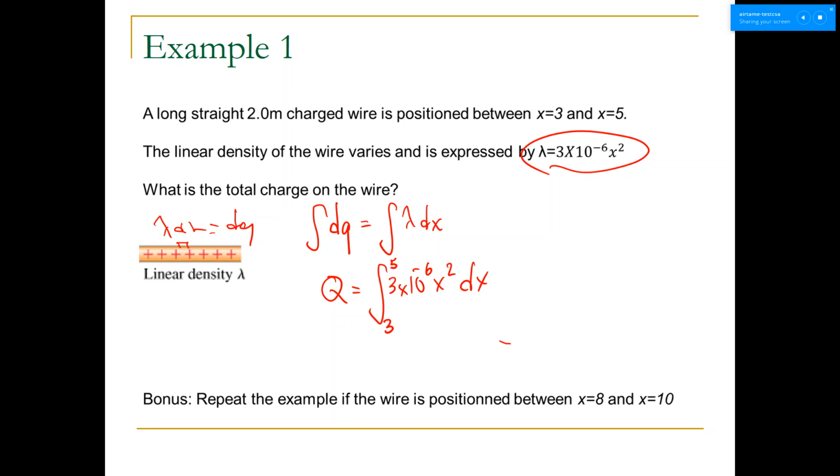So who knows how to do the integral of a quadratic function? Raleigh, what is it? Exactly. So which is what? Okay, so it would be 3 times 10 to the negative 6, x to the 3 over 3 from 3 to 5.